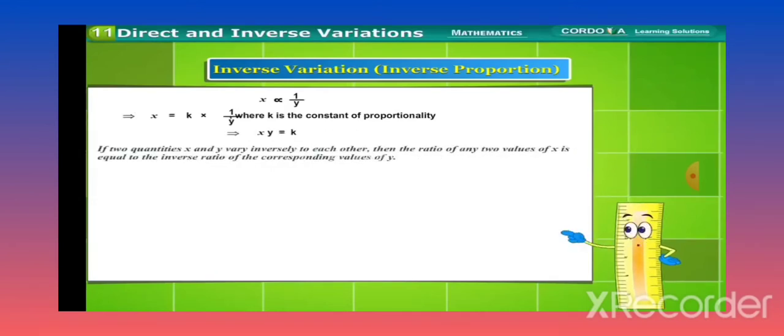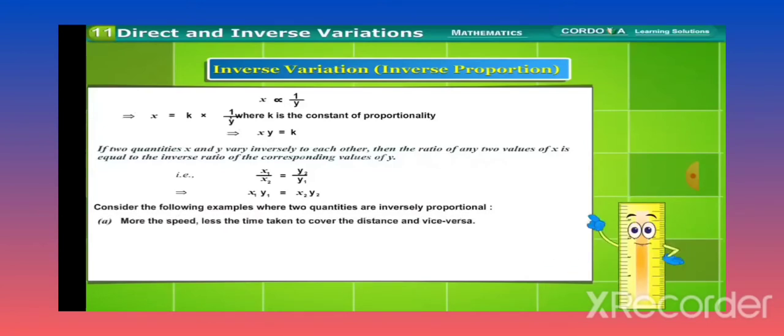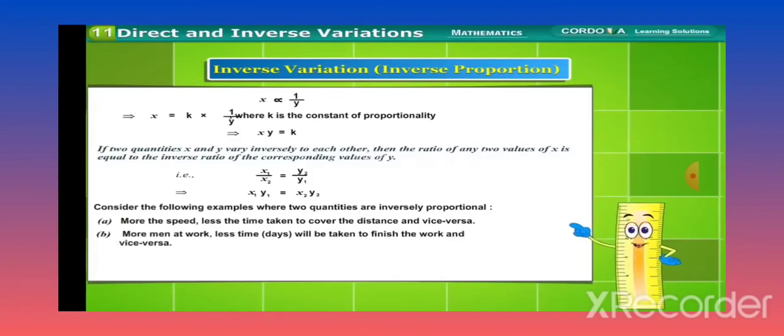If two quantities x and y vary inversely to each other, then the ratio of any two values of x is equal to the inverse ratio of the corresponding values of y. That is, x1 by x2 is equal to y2 by y1. Consider the following examples where two quantities are inversely proportional. A. More the speed, less the time taken to cover the distance and vice versa. B. More men at work, less days will be taken to finish the work and vice versa.